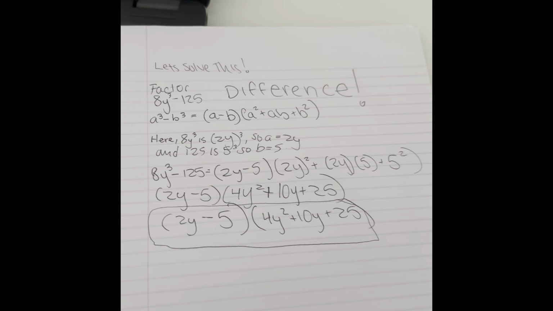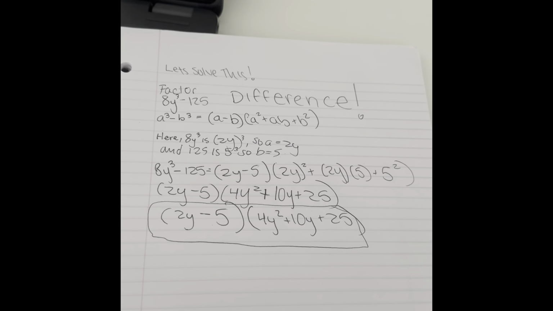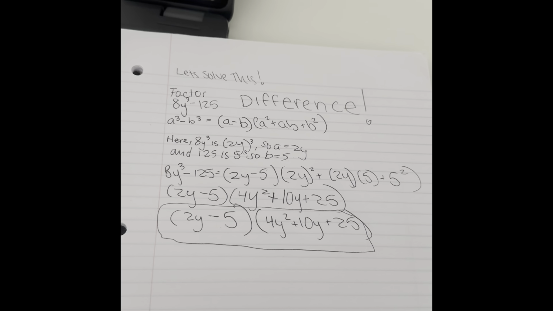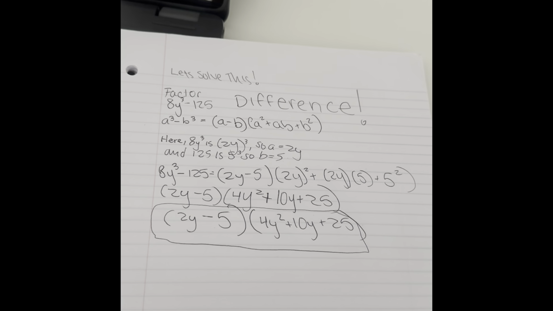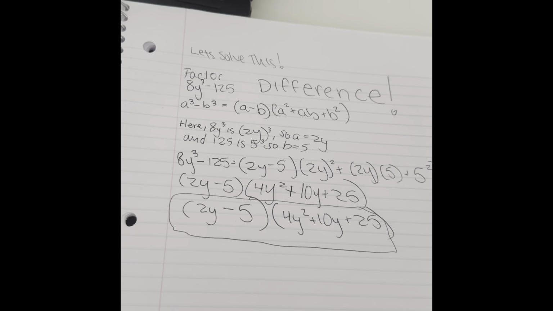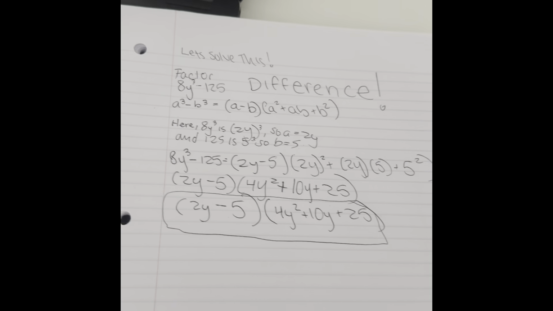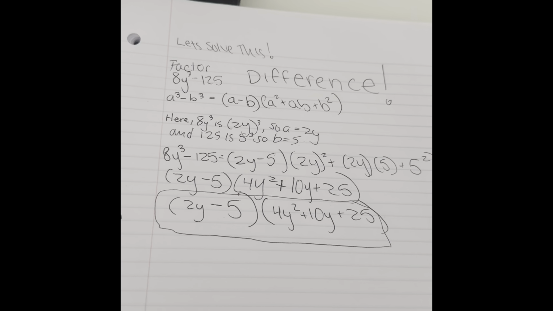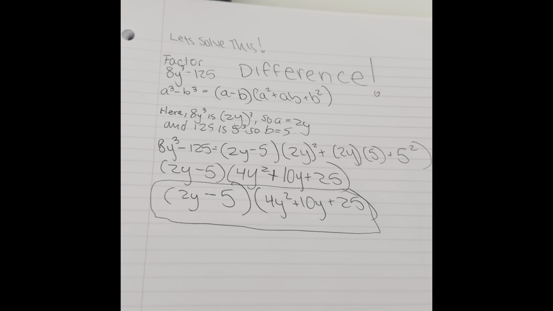And then we plug that in. We have 8y cubed minus 125 equals (2y minus 5) times ((2y) squared plus (2y)(5) plus 5 squared). And then we go down, and we have 2y minus 5 times 4y squared plus 10y plus 25. As our final factored form, we have (2y minus 5)(4y squared plus 10y plus 25). And that is how you factor the difference of cubes.